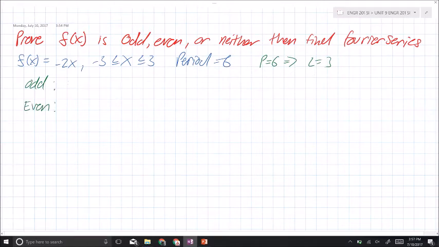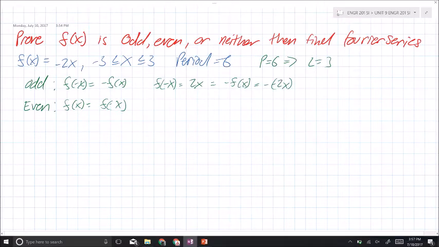So if it's odd, then f of negative x will equal negative f of x. And if it's even, f of x would equal f of negative x. So we'll go ahead and do that for our f of x, which is negative 2x. So if we say f of negative x, that means we replace x with a negative x, which would equal 2x. Now we have to set this equal to negative f of x. So that would equal a negative negative 2x, so that would equal 2x.